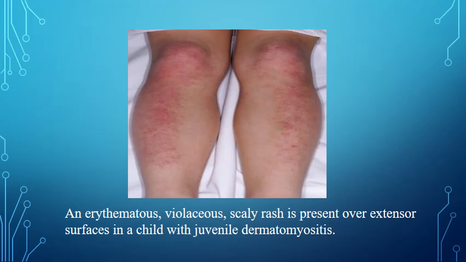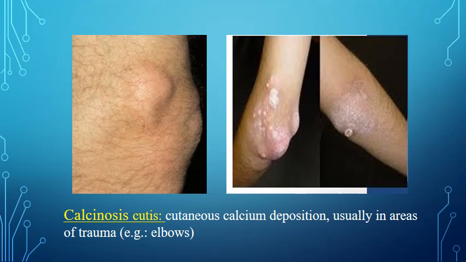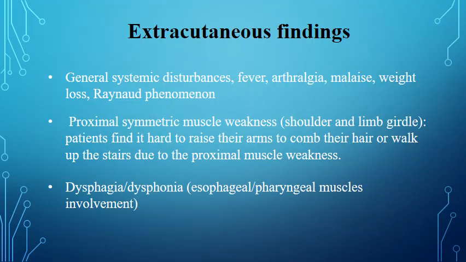This picture shows an erythematous violaceous scaly rash present over the extensor surfaces in a child with juvenile dermatomyositis. This picture shows calcinosis cutis, which is the cutaneous calcium deposition, usually in the areas of trauma, as in the elbow. دلوقتي هنتكلم على extracutaneous finding في حالة juvenile dermatomyositis.